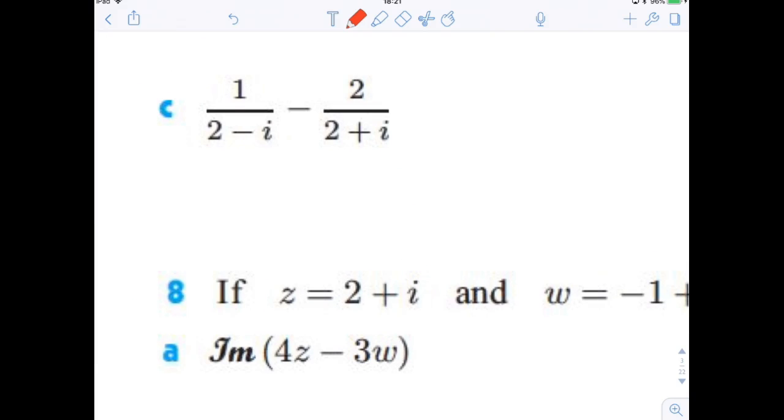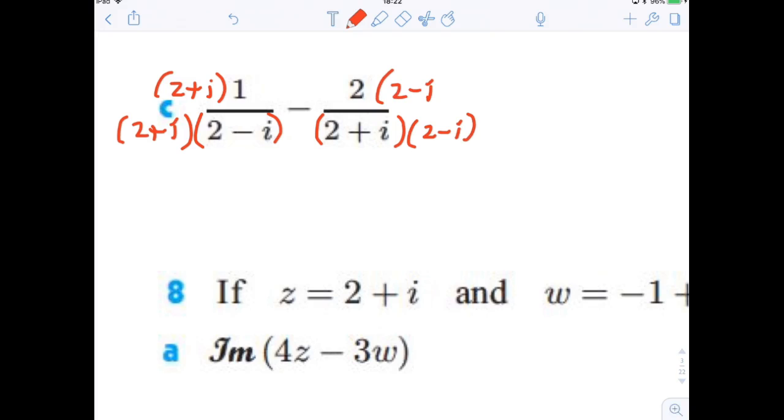So to add or subtract fractions, remember that you want to multiply by a factor so that you make the denominator common between the two. For the first one, I'm going to multiply both the top and the bottom by 2 plus i. The second one, I'm going to multiply both the top and the bottom by 2 minus i. By doing that, the denominator becomes 4. Negative i times i is negative negative 1, so it's plus 1. So the denominator becomes 5.